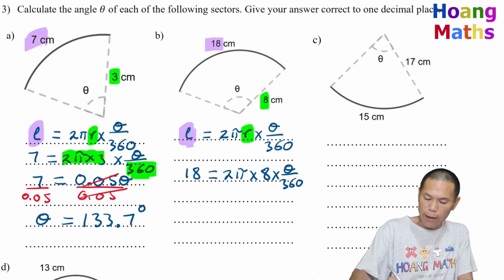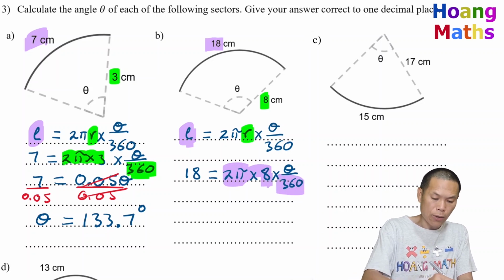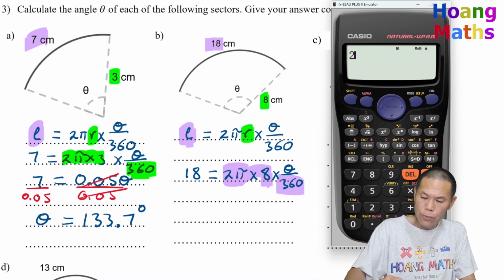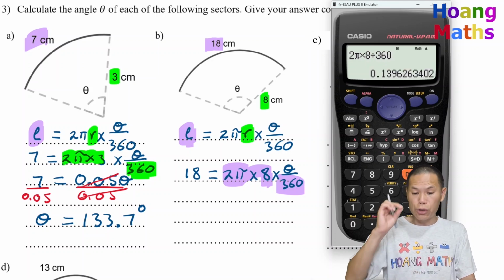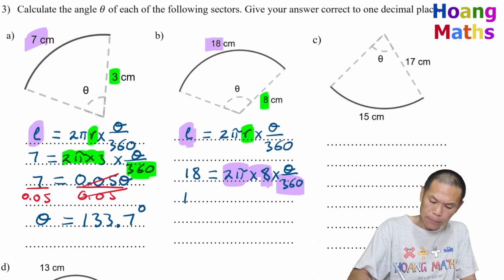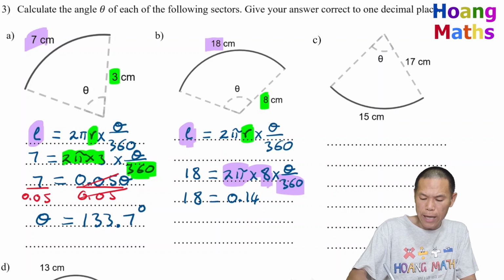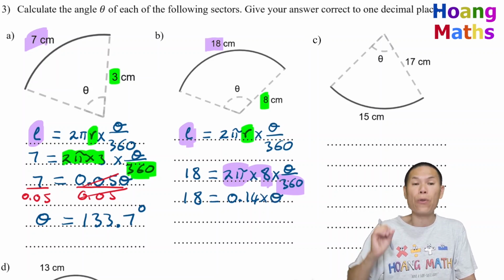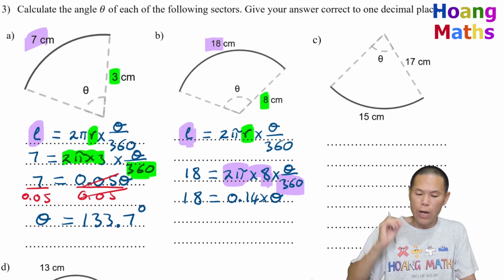And we just put on a calculator 2 pi times 8, then we divide by 360. So I just go 2 pi divided by 360. So there you go, 0.14 will do. So 18 is equal to 0.14 times the angle theta. You can write times theta or 0.14 theta. Still correct, okay? Remember your algebra.